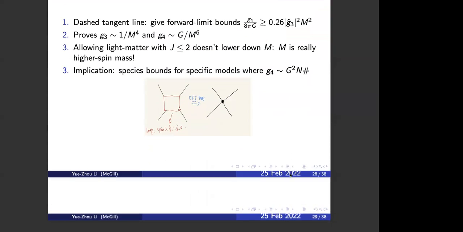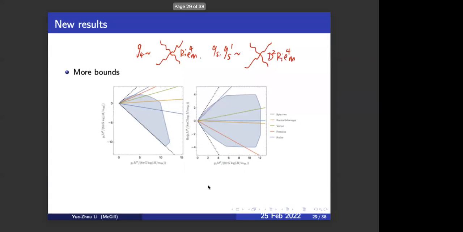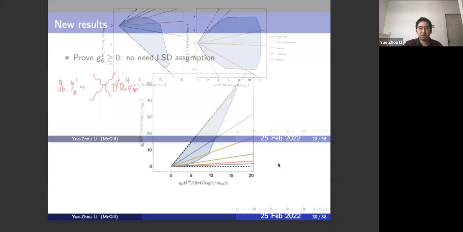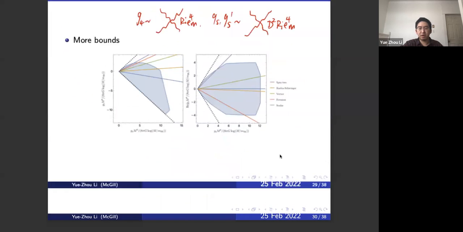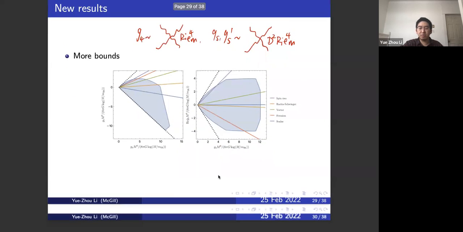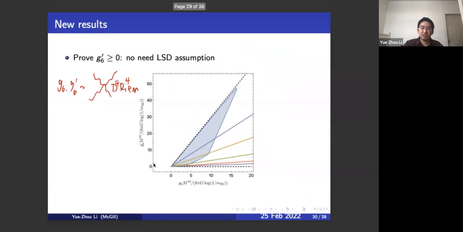So yeah, this is just more bounds. I'm sorry, I'm running out of time, so I'll just show you some plots. But I'd like to still mention a little bit on this. This is G6 prime versus G6. And G6 and G6 prime are just two couplings for the D to the fourth action on Riemann to the fourth.